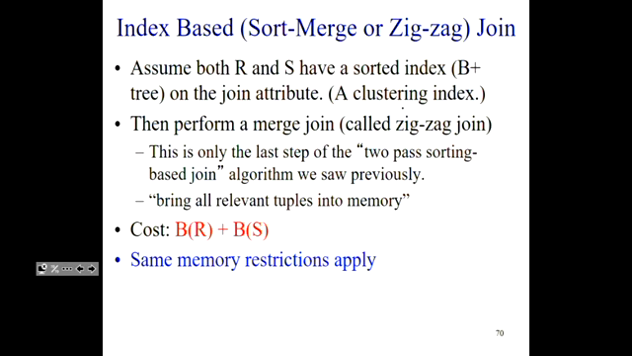Okay, so the last join algorithm that I wanted to cover that uses indexes is the case where both R and S have an index on the join attribute. In the previous case, R did not have an index on the join attribute, S had an index on the join attribute. So what you did was you looped through all of R, and for each tuple of R, you would go look up the values of S.